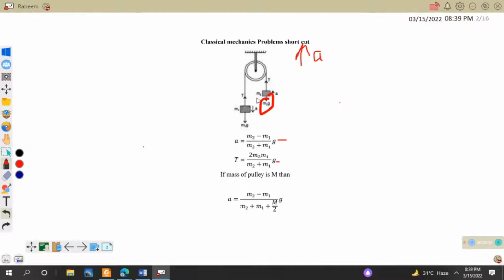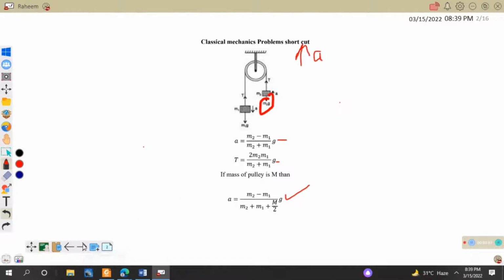Another assumption we have made in this case is that the mass of the pulley is taken to be 0. If we consider the mass of the pulley, for example M, then we have to take into account the mass of the pulley in this fashion. Acceleration will be M2 minus M1 over M1 plus M2 plus M over 2, into G, where capital M is the mass of the pulley.